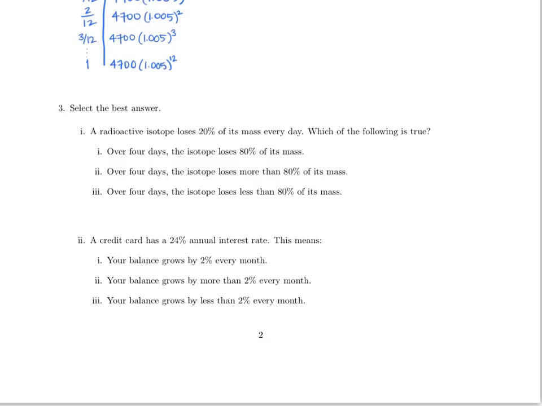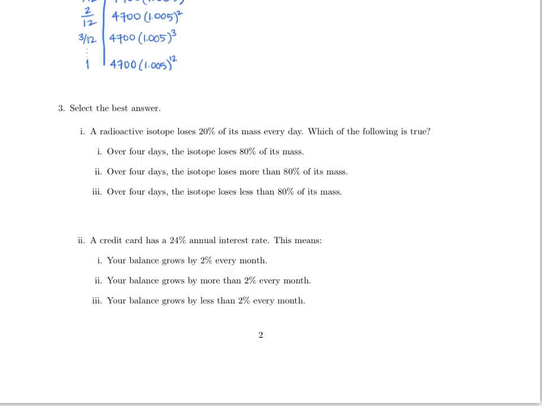The first question asks us about a radioactive isotope. It loses 20% of its mass every day, meaning that at the end of the day, you have 80% of what you started with. Which of the following is true? Over 4 days, does it lose 80%? Does it lose more than 80%? Does it lose less than 80%? The correct answer is that it loses less than 80% of its mass.